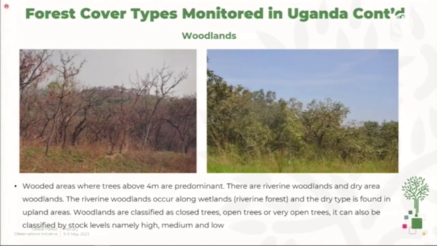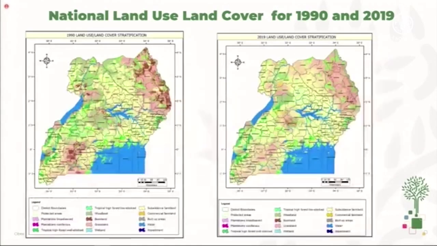So the woodlands, they are riverine woodlands, and they are also dry area woodlands. And these dry area woodlands occur mainly in the dry areas of the country. So woodlands are classified as closed trees, open trees, or very open trees. It can also be classified by stock levels, like high, medium, low.